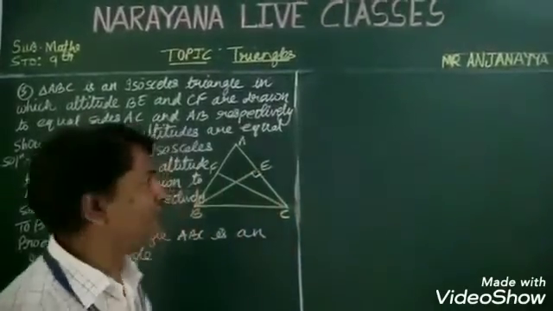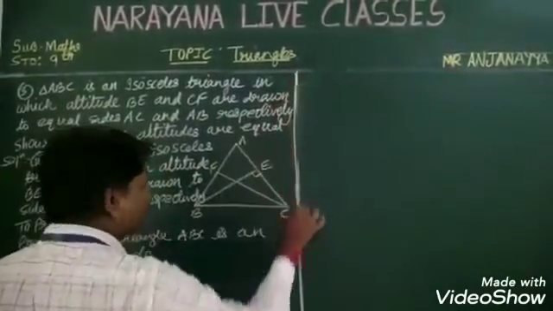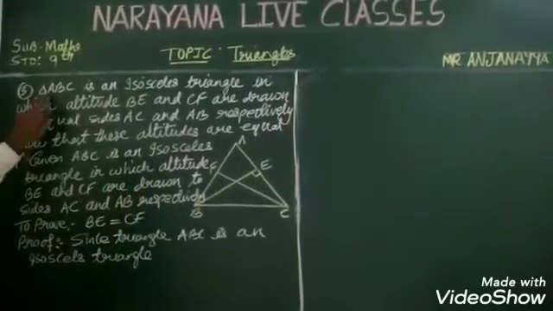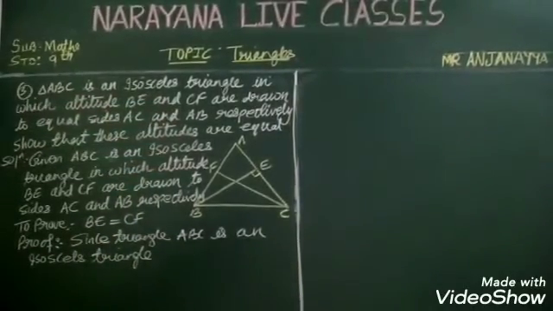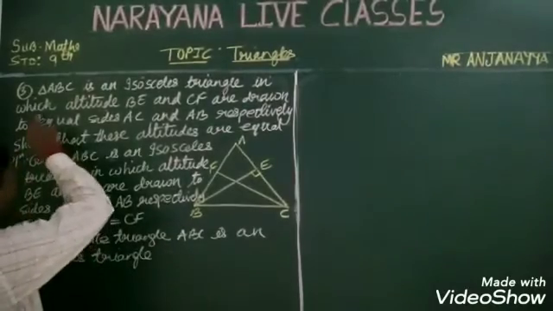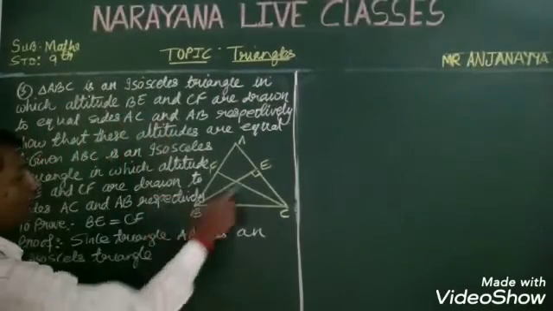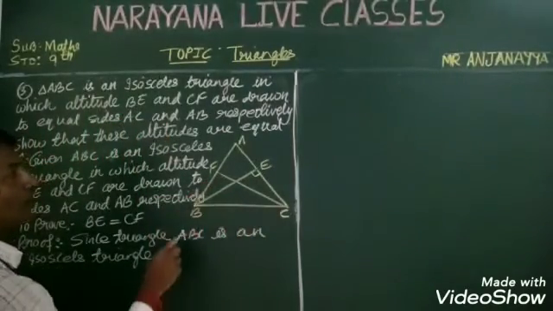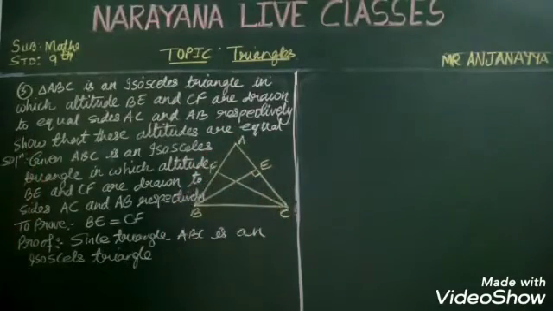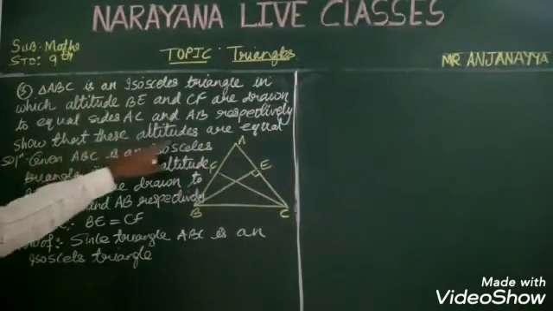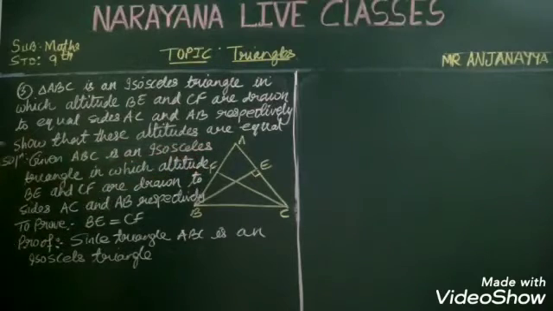Now to the next question they had given: triangle ABC is an isosceles triangle, and they had given us that altitudes BE and CF are drawn perpendicular to the equal sides, such that the altitudes are equal. I have to prove it.